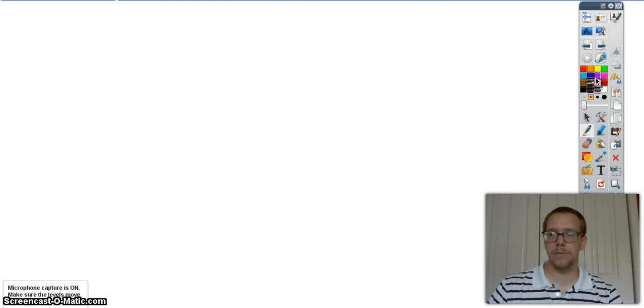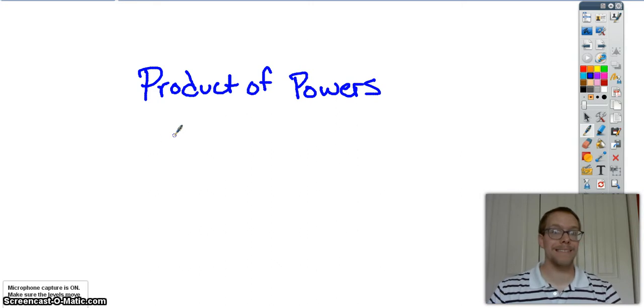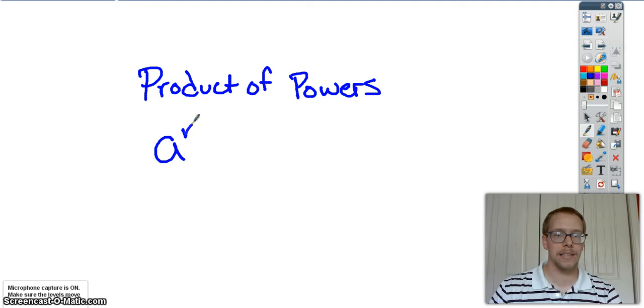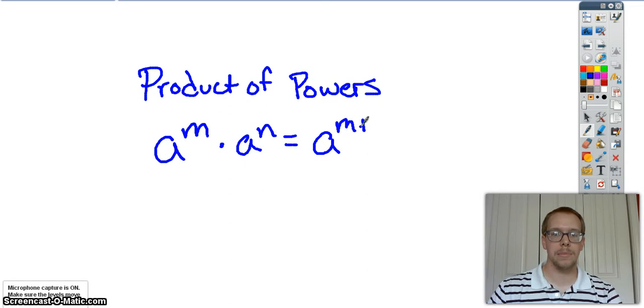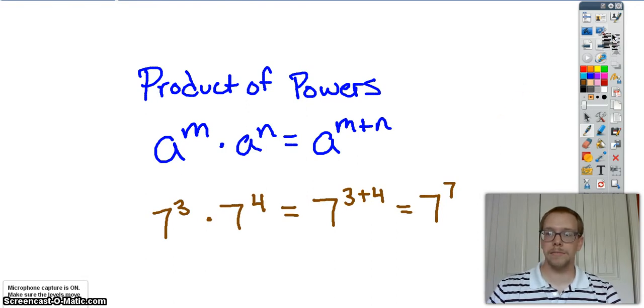Well, one of our exponent rules is called the product of powers. And all this means is, say if we have the same bases and we multiply them together, say a to the m times a to the n power, well, that just means take that base a and raise it to the m plus n power. So, for example, if I have 7 to the third power times 7 to the fourth power, well, that just gives me 7 to the third plus fourth power, or better written, 7 to the 3 plus 4, which is 7 to the 7th power. So in a nutshell, that's called the product of powers rule.